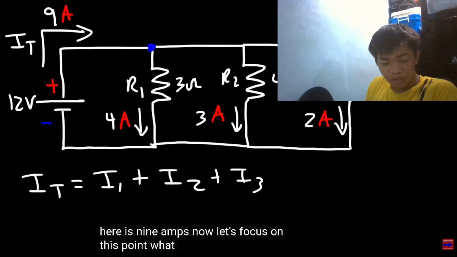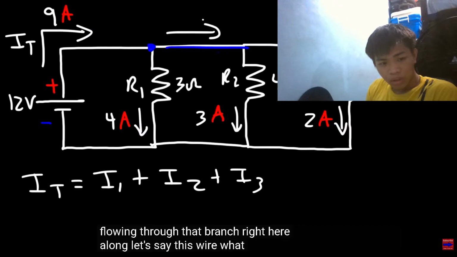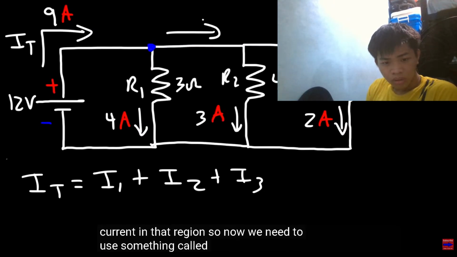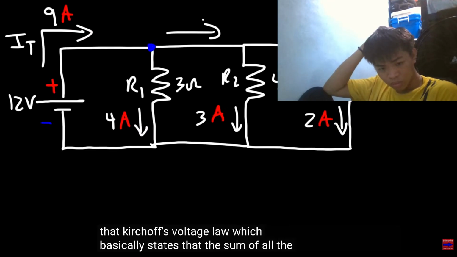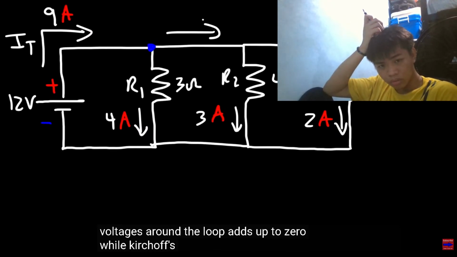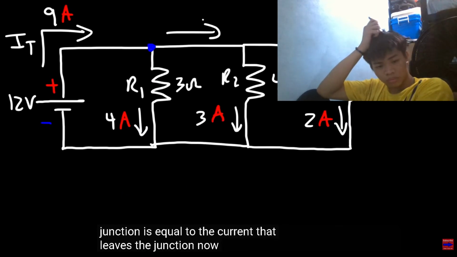Now let's focus on this point. What is the current that is flowing through that branch, right here, along this wire? What is the current in that region? So now we need to use something called Kirchhoff's current law. We saw in the last example Kirchhoff's voltage law, which basically states that the sum of all the voltages around the loop adds up to 0. Well, Kirchhoff's current law is very similar. The current that enters the junction is equal to the current that leaves the junction. Now let's draw a picture.